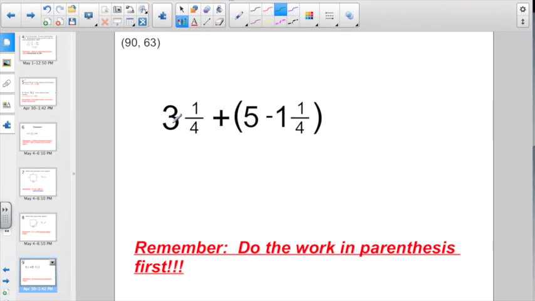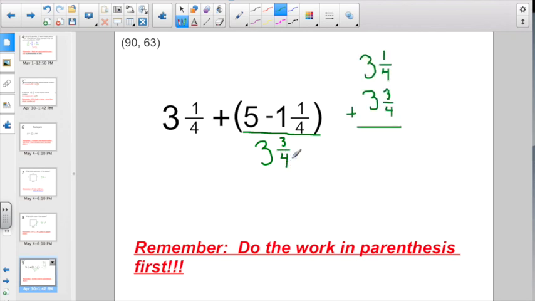Check out this one. We still have some people that will go and do the work in parentheses, and then they'll forget the other half of the problem. Start with the work in parentheses first. 5 minus 1 1/4. Not sure if you can do that mentally or not. If you can't, you can always set it up on paper. But the answer here would be 3 3/4, right?